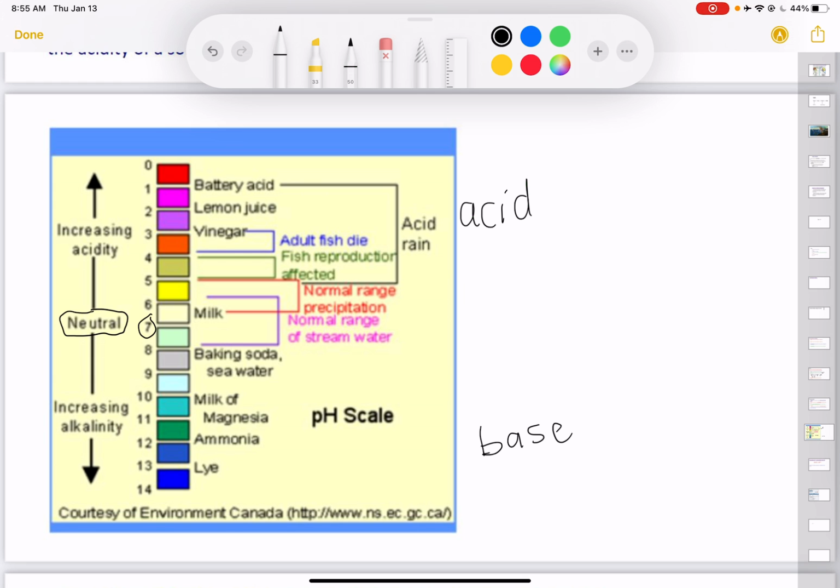A normal range of precipitation is between 5 and 7, I guess you could say. So that's pretty normal for our precipitation, or our rain. Milk is around the 6 to 7 range. A normal range of stream water, so the water that we see in a stream, should be between 6 and 8. Baking soda, seawater is around the 8 range.